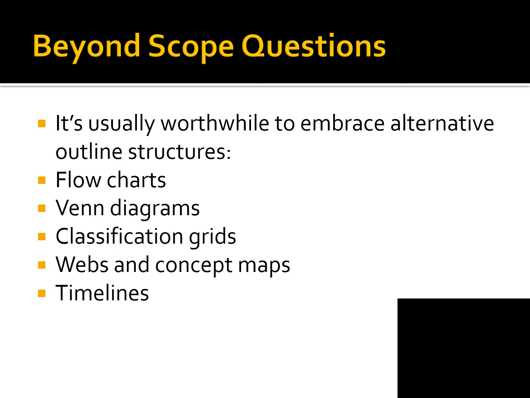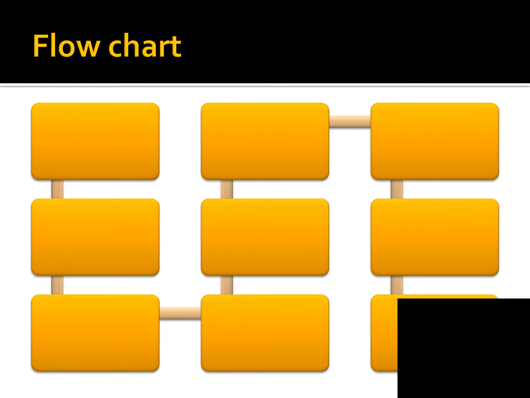So beyond these scope questions, it is usually worthwhile for you, once you've got the scope questions, to embrace alternative outline structures. So let's go quickly through these if we could. If you have a topic that has to do with one event happening next to another and takes place like a procedural research paper, if you will, you might put your scope questions into a flow chart.